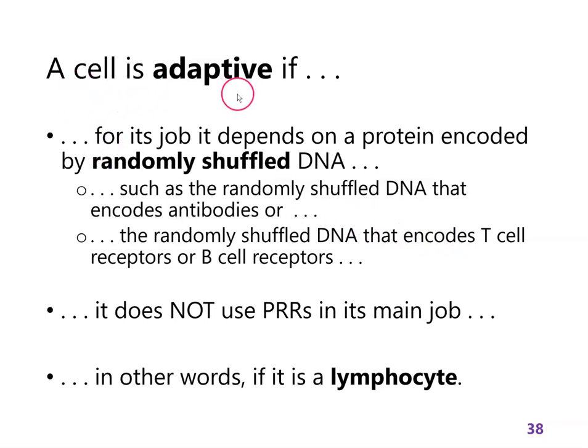So a cell is adaptive if it has those randomly generated receptors, and only one, many copies of one identical randomly generated receptor. And it's adaptive if it does not use pattern recognition receptors. So a lymphocyte doesn't use pattern recognition receptors. It uses its one very special receptor. So a cell is adaptive if it is a lymphocyte, in other words.